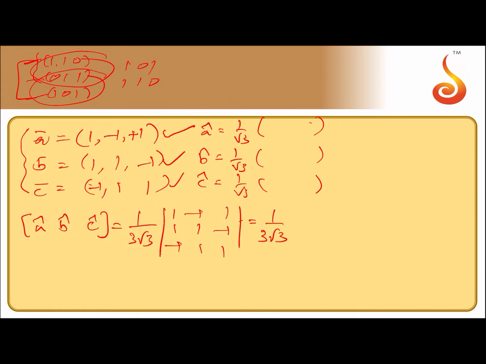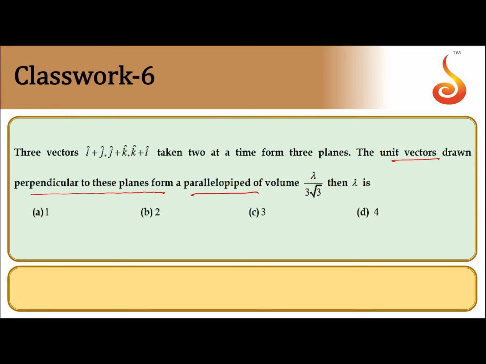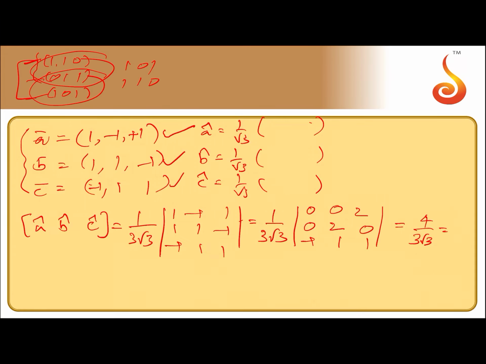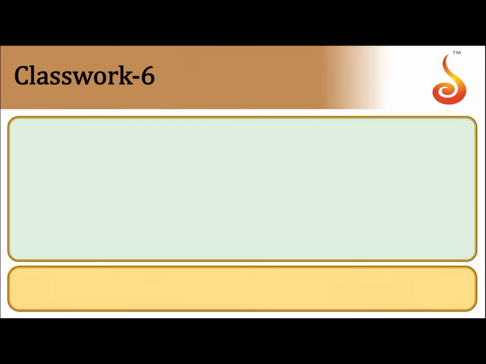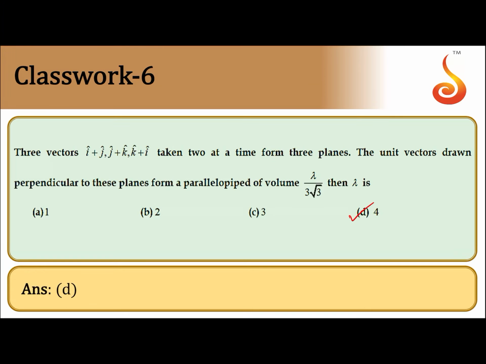That is equals to 1 by 3 root 3 times. And simplifying this value, I think you can add up the last row to the first two, you'll be getting 0, 2, 0, 2, 0, minus 1, 1, and 1, and expanding this one, you will be getting minus 1 into 0, minus 4. So 4 by 3 root 3. But that value is given to you as lambda by 3 root 3. And that is equals to lambda by 3 root 3. So lambda is equals to 4. So answer for this problem is equals to 4.